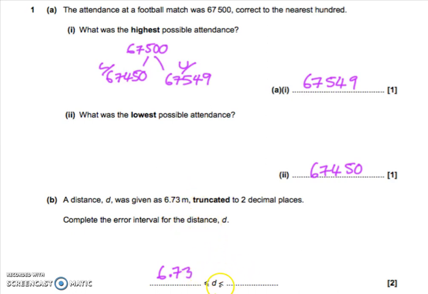And if we're talking about it being less than a particular number, it would be less than 6.74. Any number between those two numbers would be truncated to 2 decimal places to give you that number.